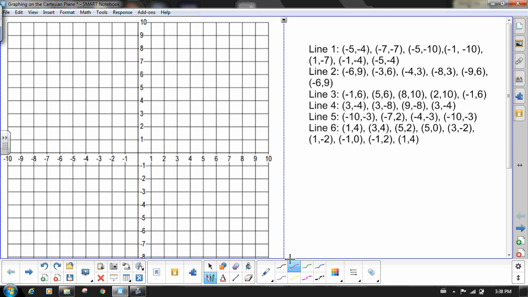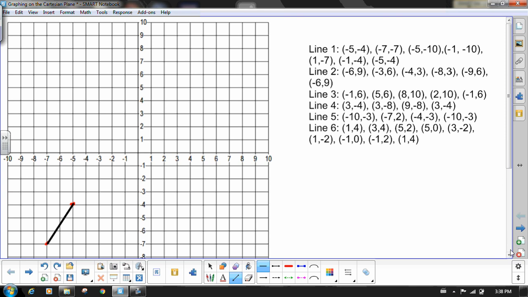is at -5, -4. Really, really important: the very first number is always the x value. Because it's negative, I'm going to go to the left 5, and then I'm going to go down 4, and I'm going to plot a point. Now the next point that's listed is at -7, 7. So I just plot at that point. Now I'm going to use a ruler and draw a line that connects both of these points.